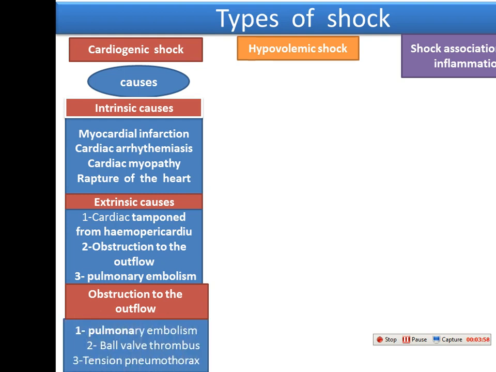And also we have other causes, as I said, maybe pulmonary embolism, or valve thrombus, that is a thrombus in the valve, and this also reduces the cardiac output, and sometimes tension pneumothorax.